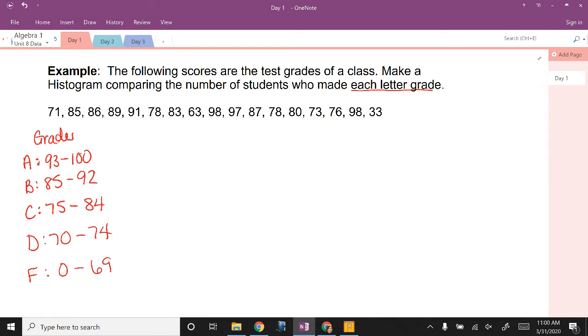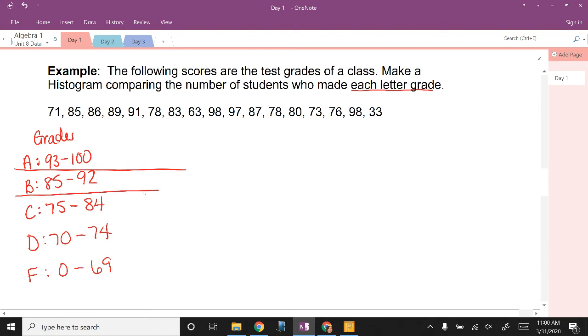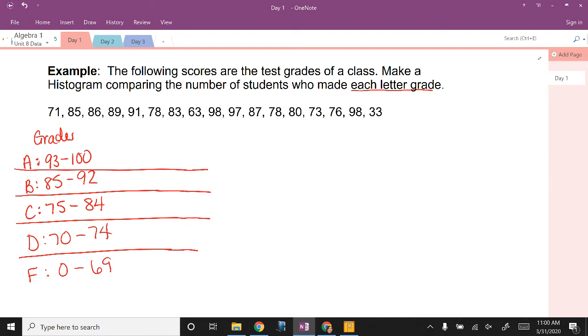Okay, so this might be a little confusing to watch on my screen, but I'm going to try to do my best. What I want to do is make a tally of every time a grade falls within a certain range. So like 71. 71 is between 70 and 74. So I'm going to put a tally over here with the D's. 85 falls between 85 and 92. So it goes with the B's.